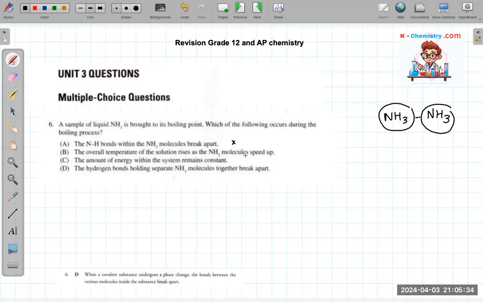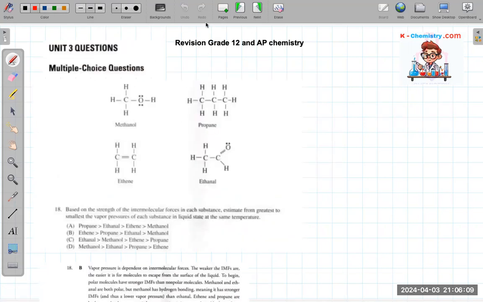The overall temperature of the solution rises as the NH3 molecules speed up. We know that during conversion, there is no change in the temperature. The temperature is only stable because the energy which is added is used to break up the bonds, not to increase the temperature. The amount of energy within the system remains constant. The hydrogen bond, so this also is not correct. The hydrogen bonds holding the separate NH3 molecules together break apart, and this is the only right one. So the amount of heat added is used to break up the bonds between the molecules.